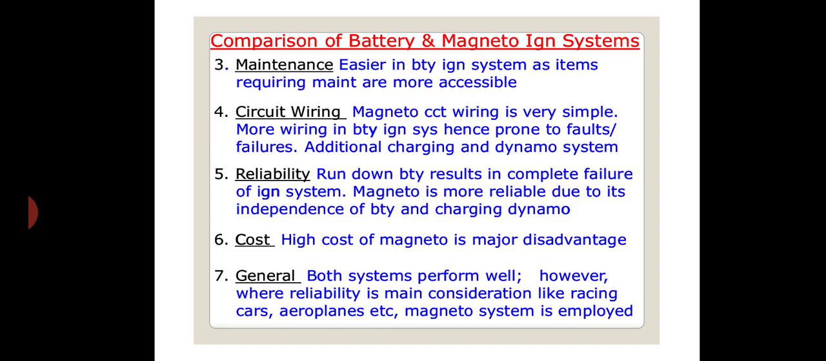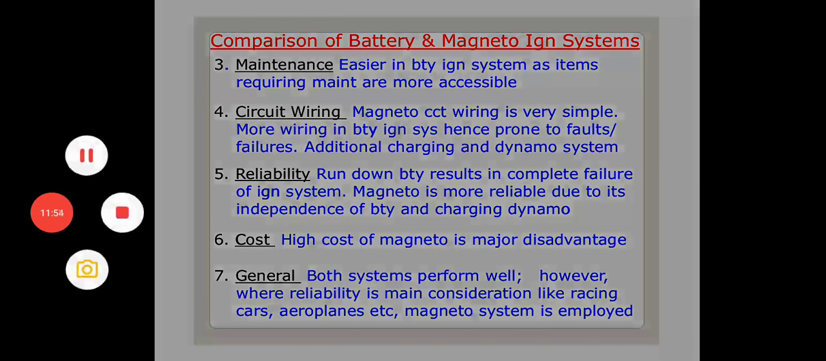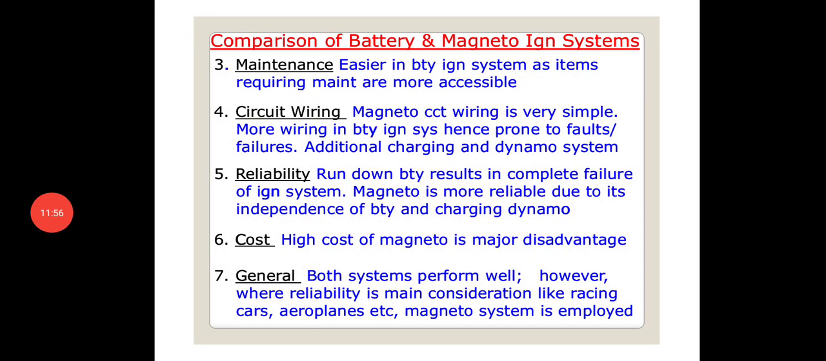Now the variation in ignition timing can be achieved easily without affecting the spark intensity in the battery ignition system, but in the magneto ignition system, variation of the ignition timing cannot be achieved easily without affecting the spark intensity. So these are the general points of comparison between the battery ignition system and the magneto ignition system.